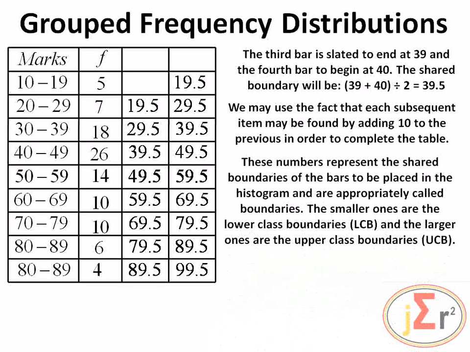These numbers represent the shared boundaries of the bars to be placed in the histogram and are appropriately called boundaries. The smaller ones are the lower class boundaries, LCB, and the larger ones are the upper class boundaries, UCB.